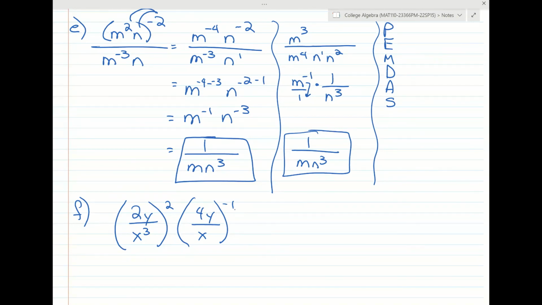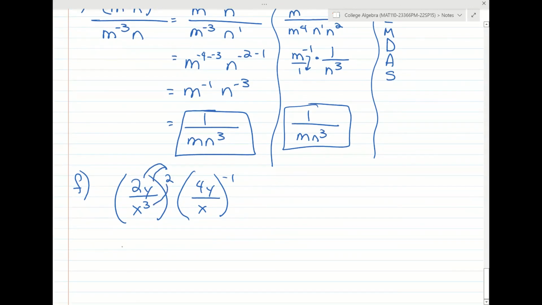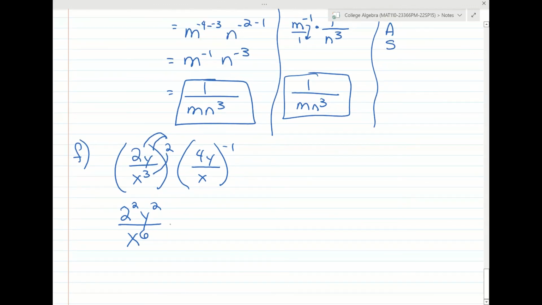So I see a few of you go ahead and get started on it. That's great. You don't have to wait for me to do it. What I would do first is distribute the exponents. So I would deal with my exponents in parentheses first. So this first fraction becomes 2 to the second, y to the second, over x to the sixth. That second fraction turns into 4 to the negative first, y to the negative first, over x to the negative first.